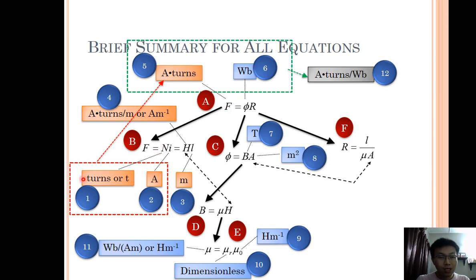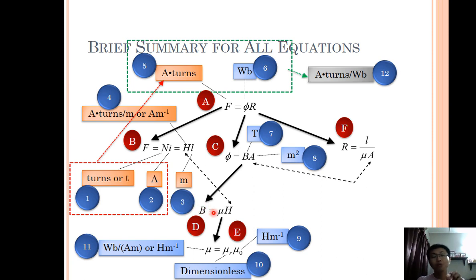Or 5, I need to find F. So F is actually turns times A, right? Or this H times M. But usually we use turns times A, which becomes ampere turns. This is my 5. 6, we know that Weber is only for flux. 7, B is Tesla, A is meter square. It's no issue, right? B is Tesla as well.